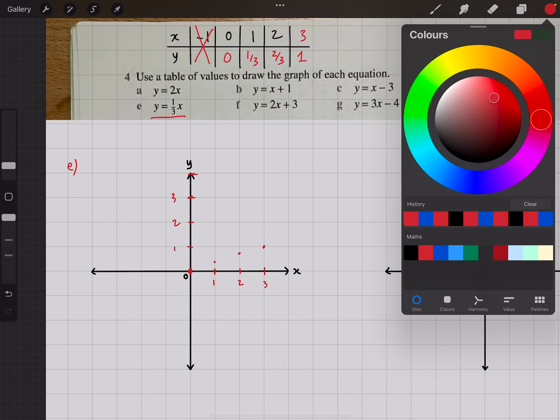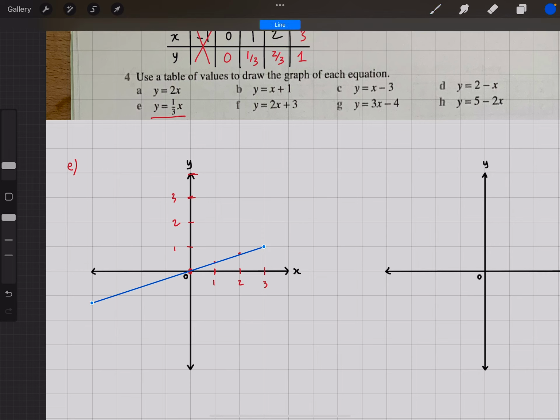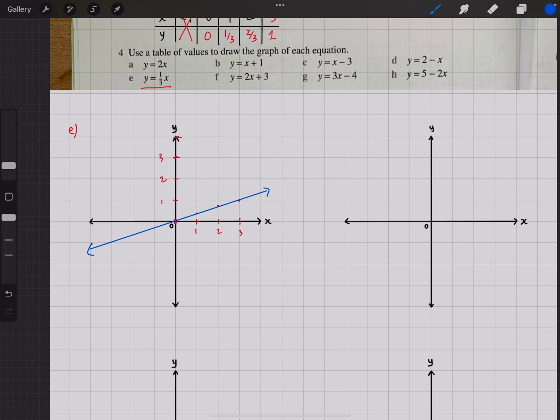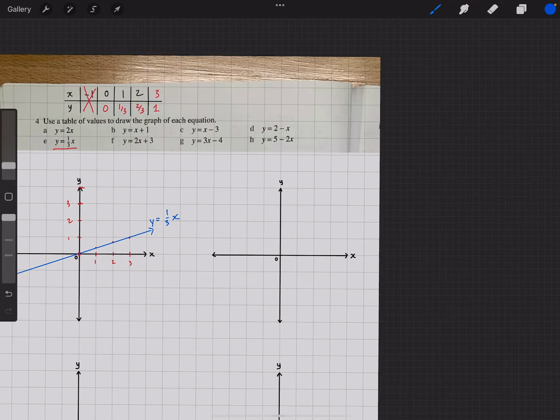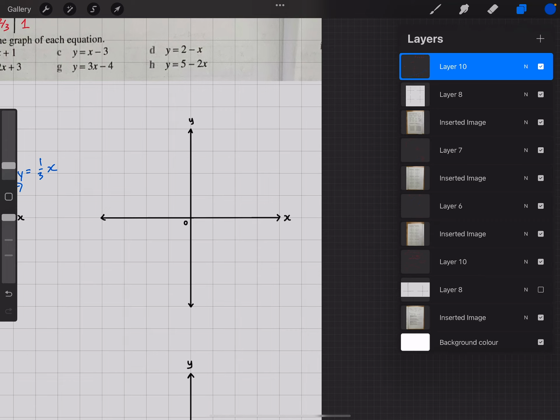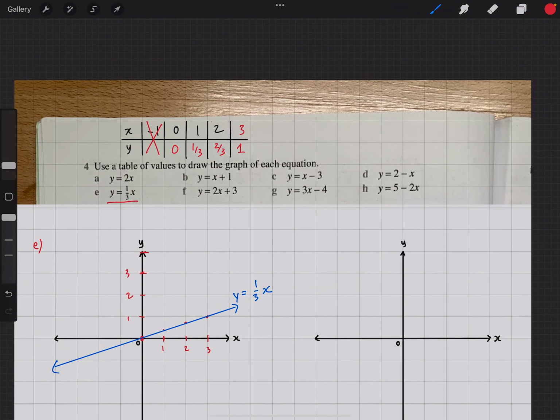There you go. Draw the line, which should look something like this. There you go. That's your line. Y equals to 1/3 x. I might do one more, which is question H. Alright, I'm going to use this. I'm going to fill this table of values out again.